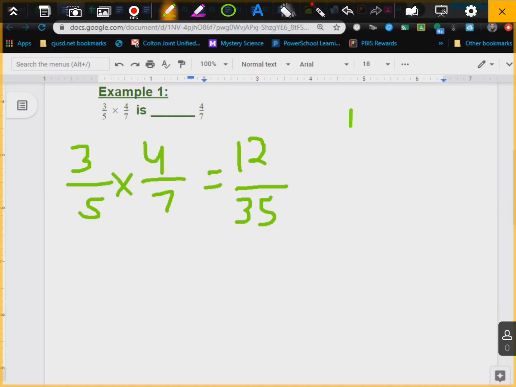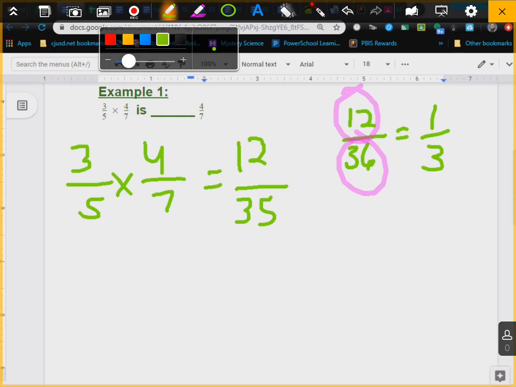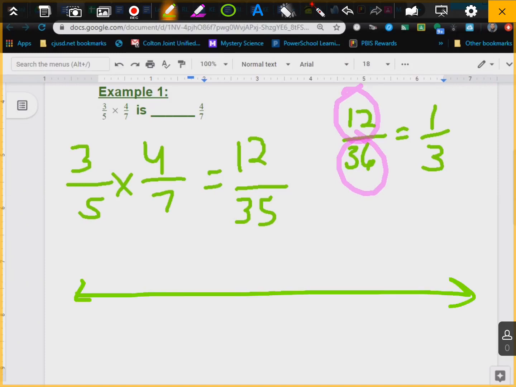So I know that 12/36 would be the same as 1/3, because if I took 12 out of this number and this number, it would be 1/3. So I'm just going to say that 12/35 is close to 1/3. So if I had a number line here, and I have 0, and I have 1, and I have 1/2 in the middle, 1/3 is going to be probably around here.